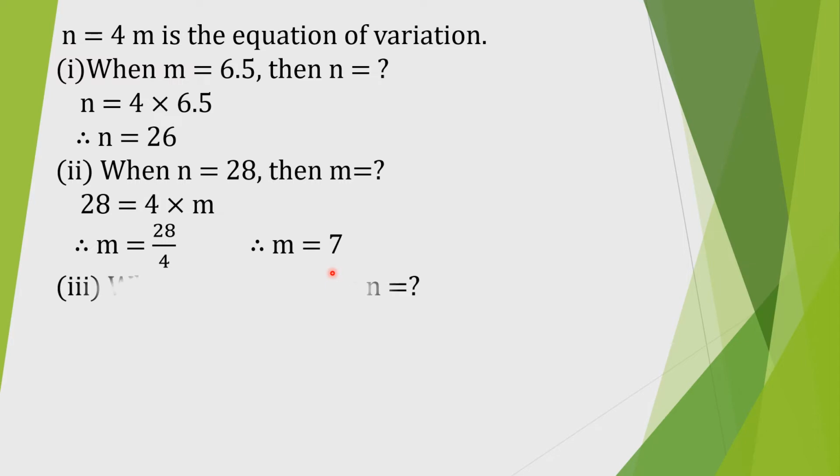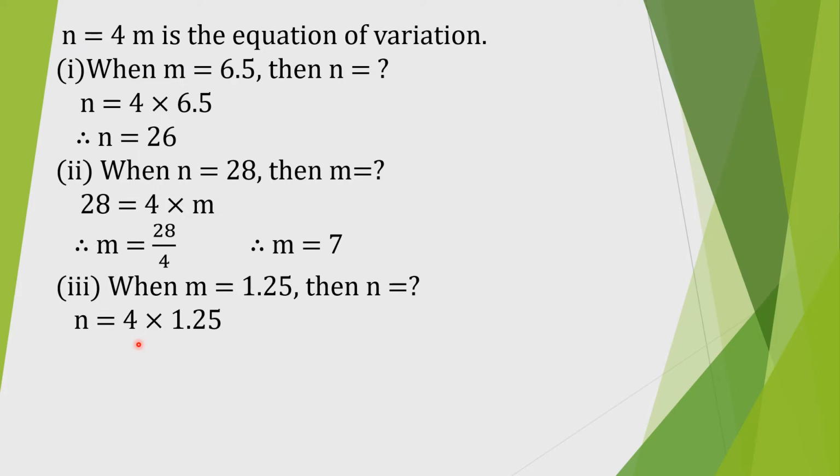Now third one, when m equal to 1.25, then n equal to dash. You have to find the value of n. So obviously, we'll substitute the value of m in the equation of variation. So n equal to 4 into 1.25. Now you'll multiply 4 into 1.25. If you leave the decimal point once, then you do normal multiplication, students. 125 into 4. So you know 125 into 4 is 500.